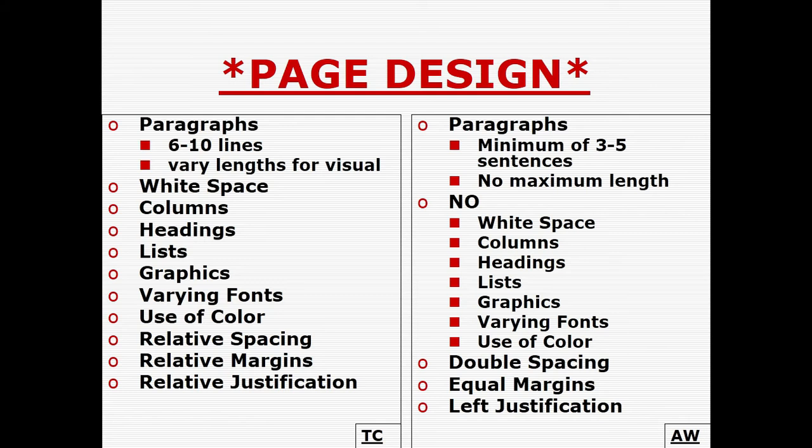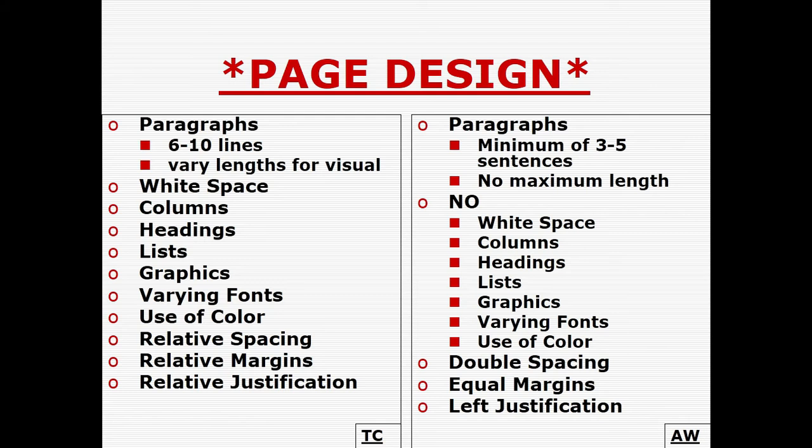When it comes to academic writing, a paragraph should have a minimum of three to five sentences, with no maximum length, and no white space, no columns, no headings, no lists, no graphics, no varying fonts, and no use of color.